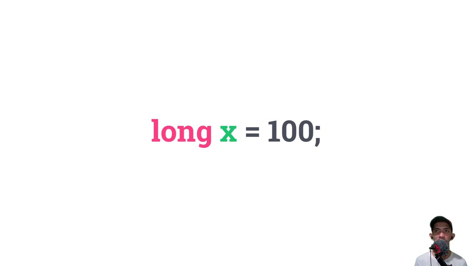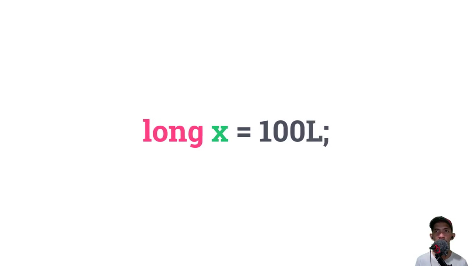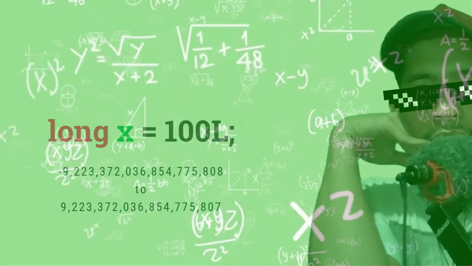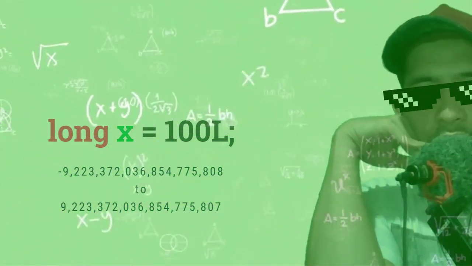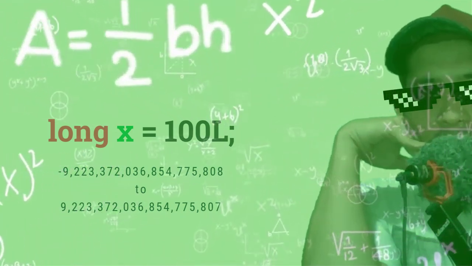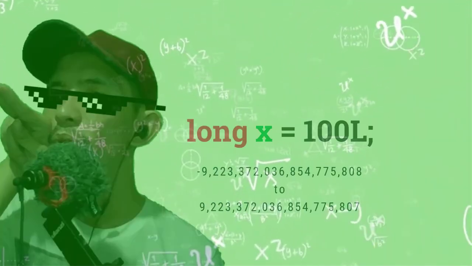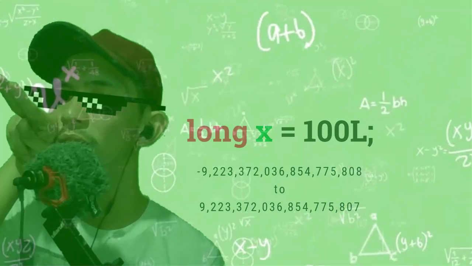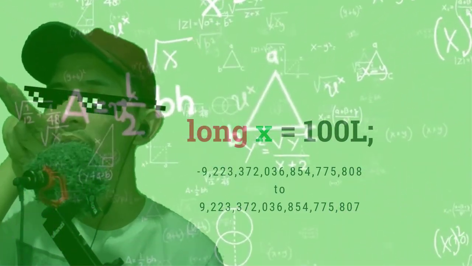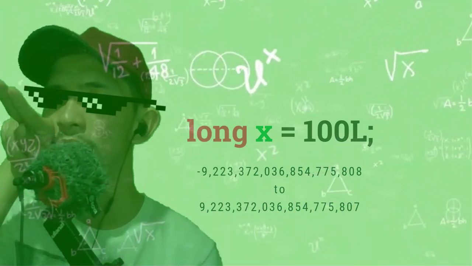Pero, nilalagyan natin siya ng L na malaki o di kaya maliit sa dulo. Usually, L na malaki yung ginagamit kasi yung L na maliit parang nagiging 1 yung itsura niya. So, kaya niya i-store yung, yan, basahin niyo na lang. Negative 9 quintillion, 223 quadrillion, 372 trillion, 36 billion, 854 million, 775,888 to positive 9 quintillion, 223 quadrillion, 372 trillion, 36 billion, 854 million, 775,887.